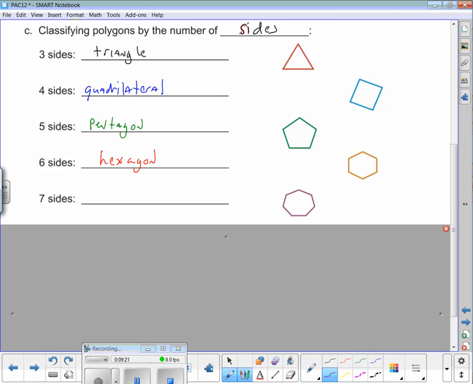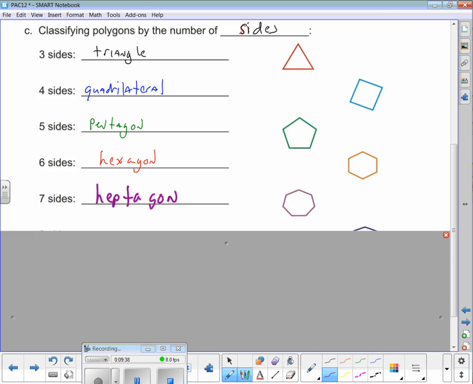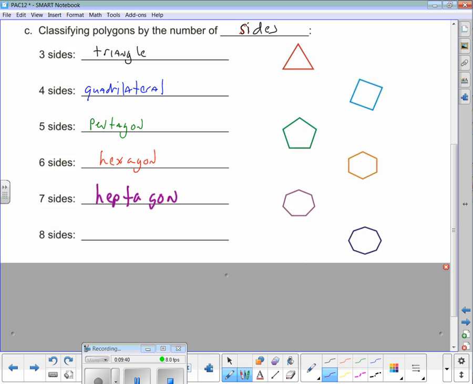All right. Who thinks they know 7? Don't say it. All right, I'll give you a shot on 3. 1, 2, 3. Heptagon. H-E-P-T-A-G-O-N. Heptagon. 7 sides is a heptagon.